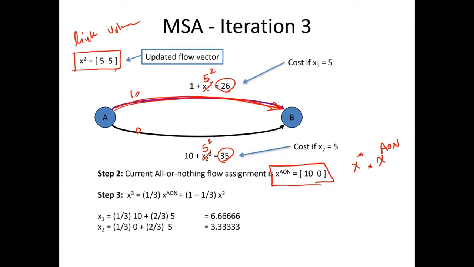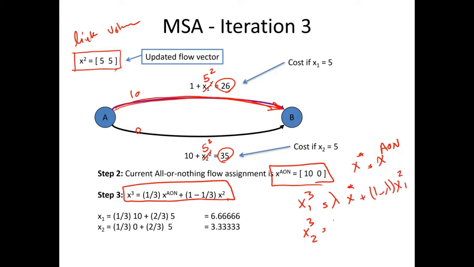And now if we use the MSA formula again, the goal is to get x31 and x32, right? The volume of link 1 in iteration 3, the volume of link 2 in iteration 3, which is lambda x star plus 1 minus lambda x21, and lambda x star plus 1 minus lambda x22. And again, this would be x star 1, x star 2.